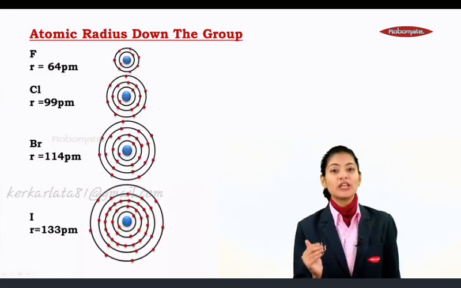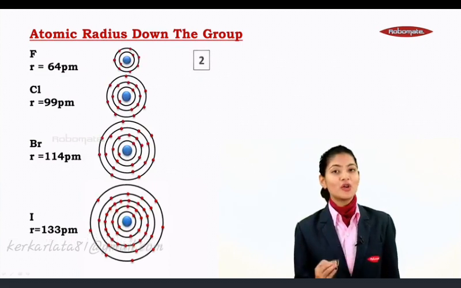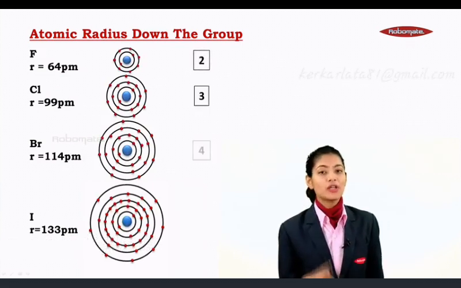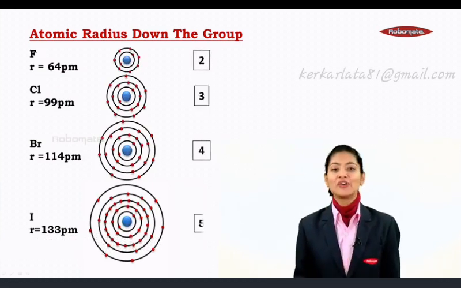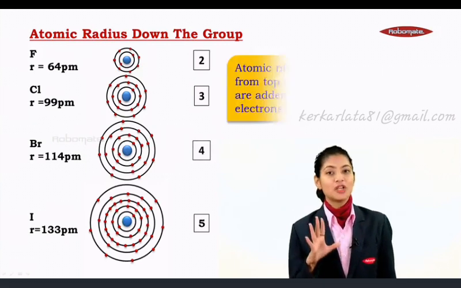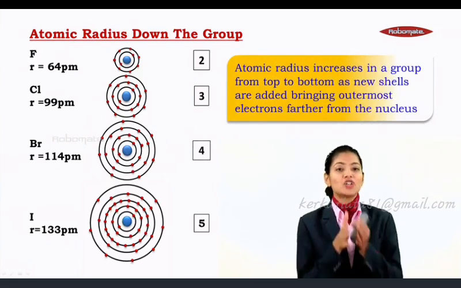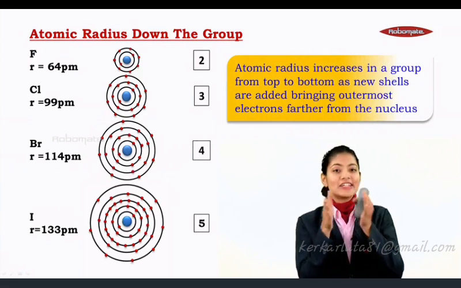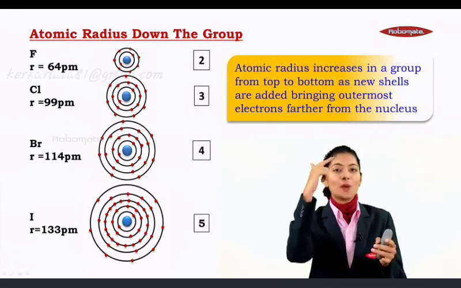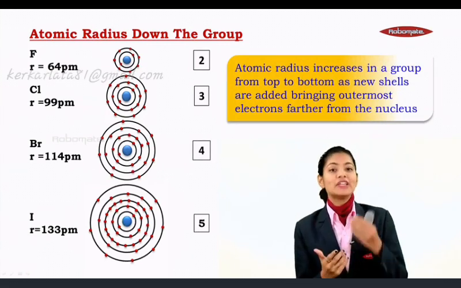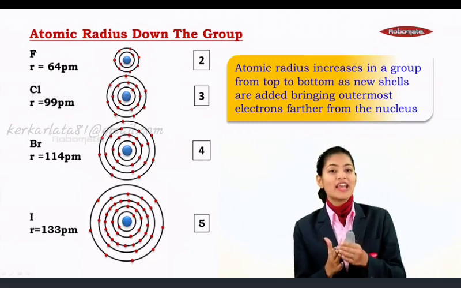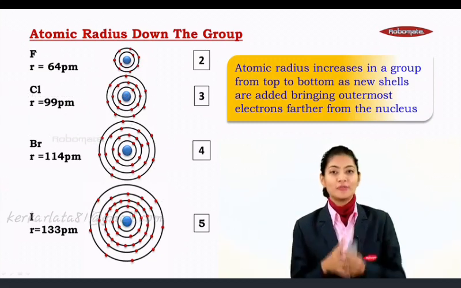In the case of fluorine, you will find 2 shells, chlorine with 3 shells, bromine with 4 shells and finally iodine with 5 shells. So over here we see that the atomic radius increases in a group from top to bottom as new shells are added, bringing the outermost electron further from the nucleus.